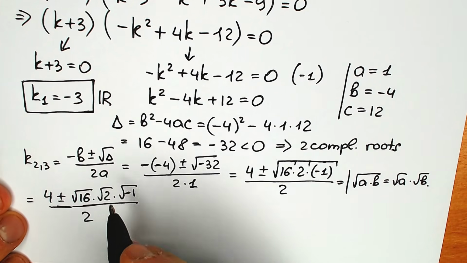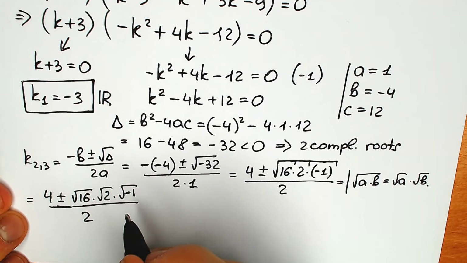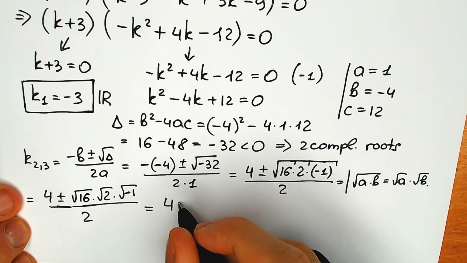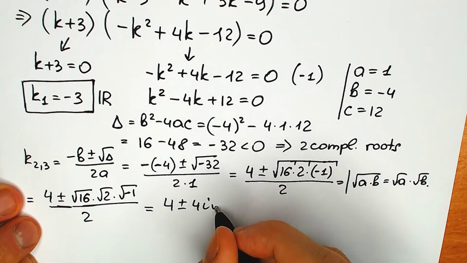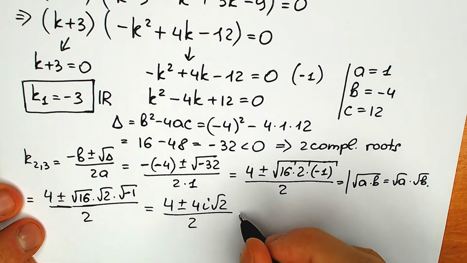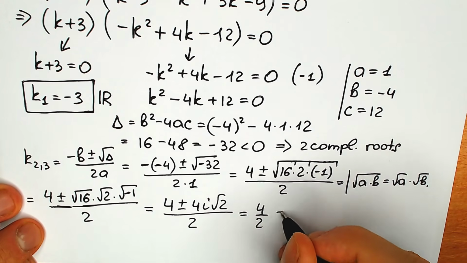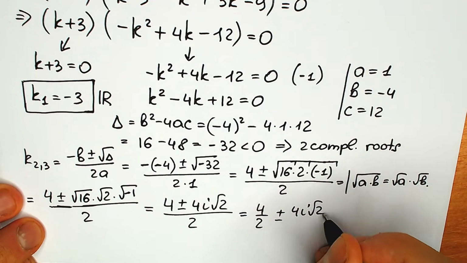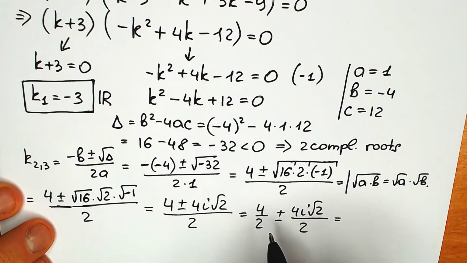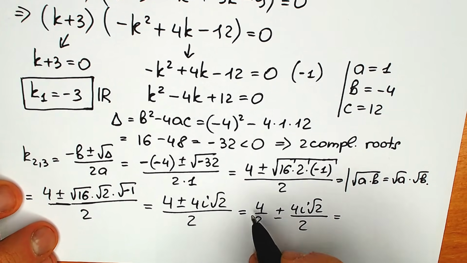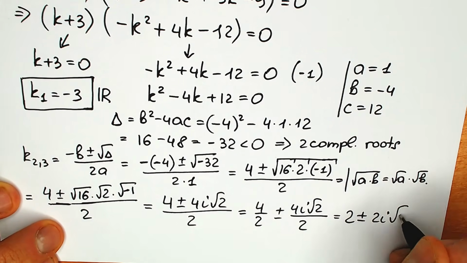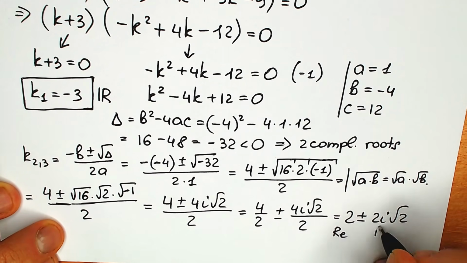Square root of 16 equal to 4. From here, square root of minus 1. This is our imaginary unit. This is our i. So as a result, in our numerator, we have 4 plus minus 4i square root of 2 over 2. The next thing, we're going to divide 4 over 2 plus minus 4i square root of 2 over 2. So that's my quick recommendation, because the next thing, you can easily say where you have the real part and imaginary part, because 4 over 2 equal to 2 plus minus 2i square root of 2. And right here you have the real part and imaginary part.